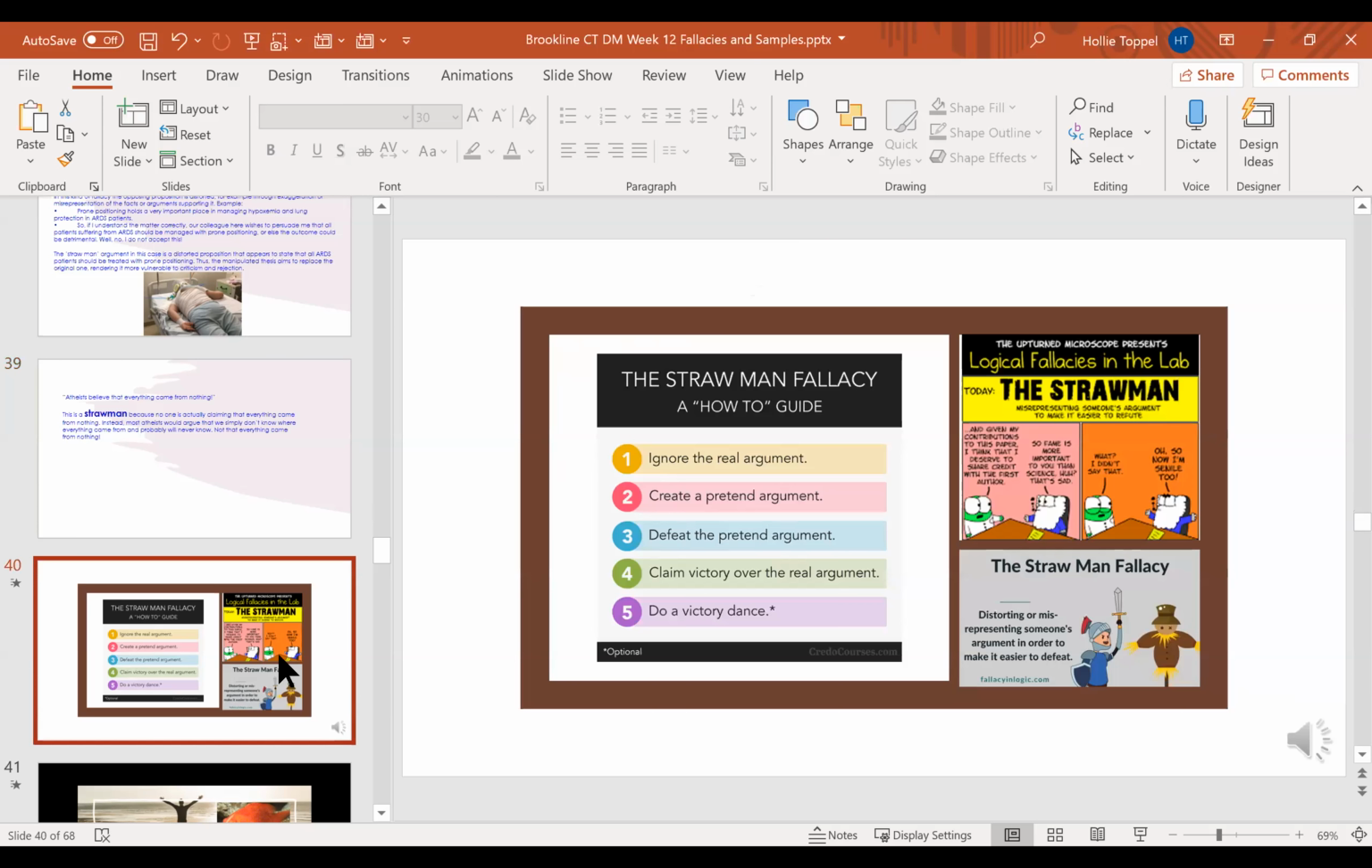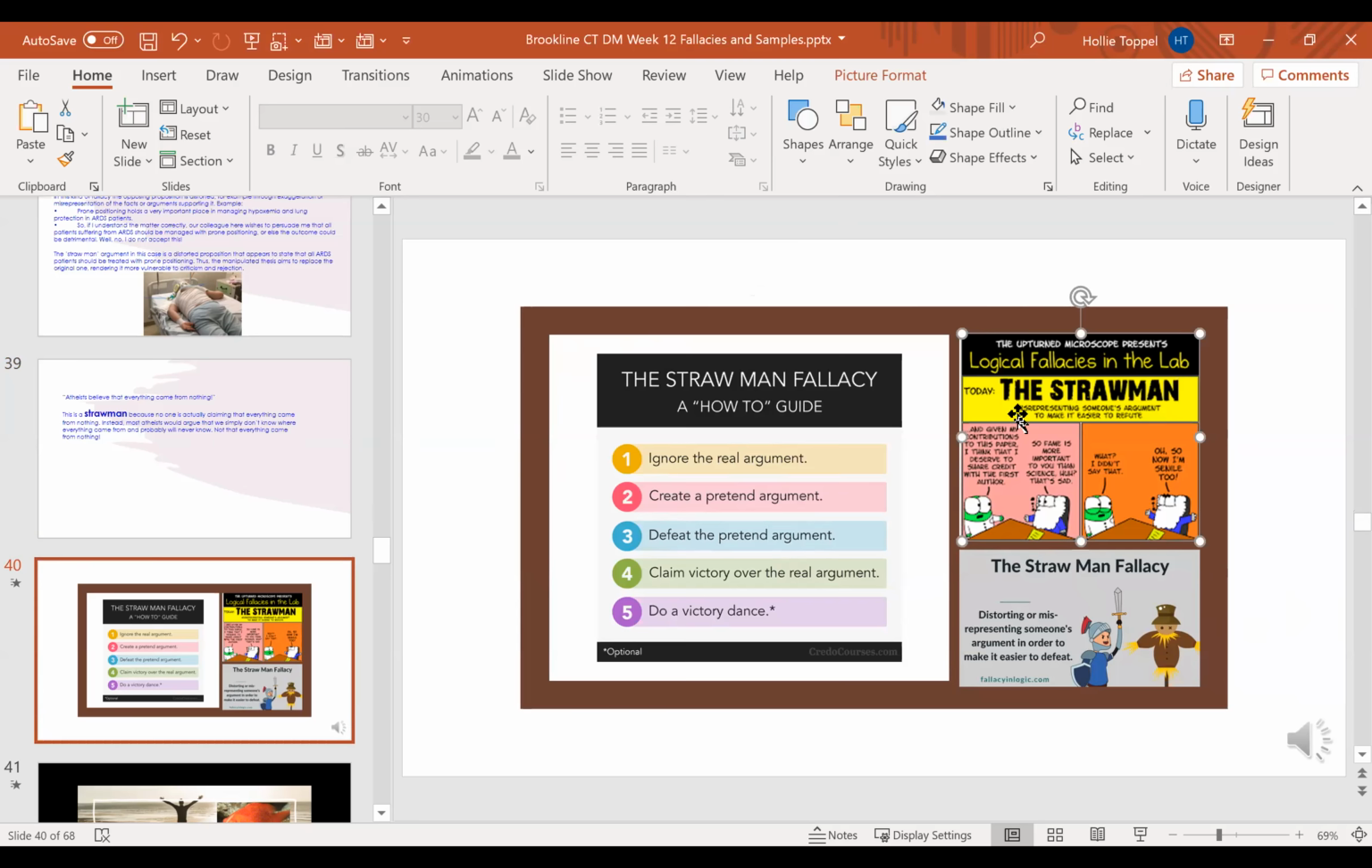Here's more examples of straw man, and this is one of the most used fallacies, not just by atheists. Straw man is one of the main fallacies that are used. You ignore the real argument. You pretend to have another argument. You defend the pretend argument. You claim victory over the real argument, and then you do the victory dance. So you distort the represented things.